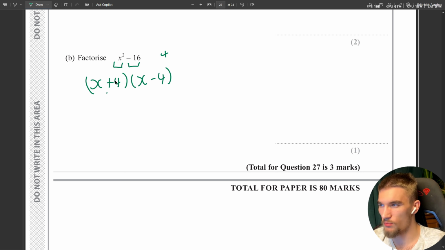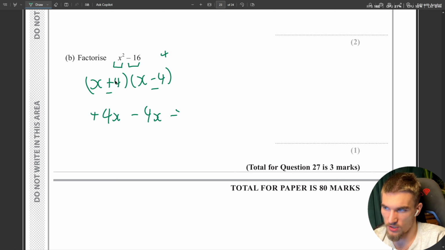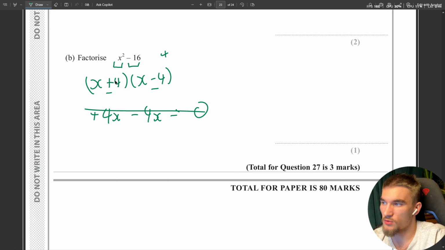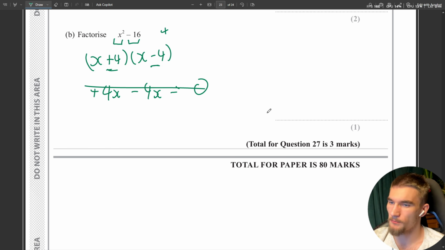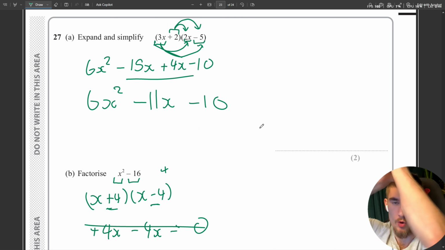All right? And it's important that one of them is positive and the other one is negative, because we want the 4x and the negative 4x to cancel out, because positive 4x minus 4x gives us 0, right? That's why it's so important that one is positive, one is negative for this to actually work, okay? And that's the end of the paper.